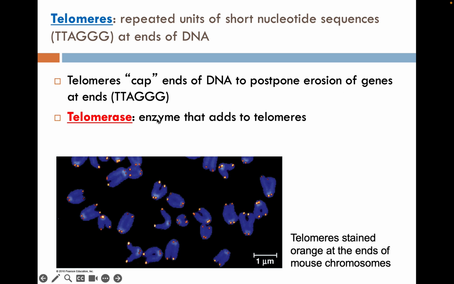Telomerase is an enzyme that adds to telomeres. Eukaryotic germ cells have these, so the cells that divide over and over to produce sperm and egg. And also cancer cells have telomerase. Remember, cancer is just uncontrolled cell division. There's a lot of DNA replication that happens in cancer cells. It's interesting that cancer cells also have the ability to produce this enzyme.